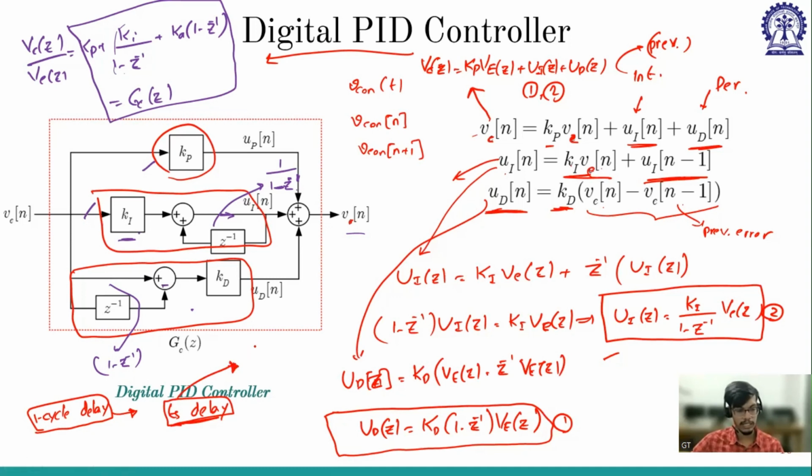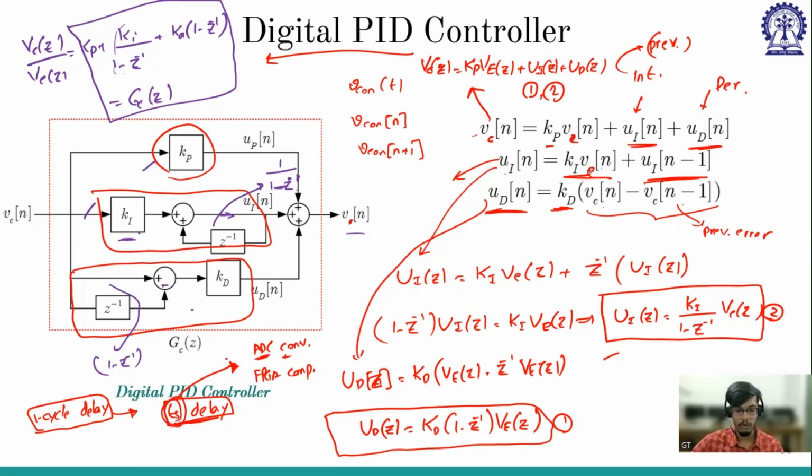TS time is ADC conversion time plus FPGA computation time. If your ADC is slow, then your TS has to be high. If your ADC is fast, then TS can be low. So depending upon that, TS is decided.